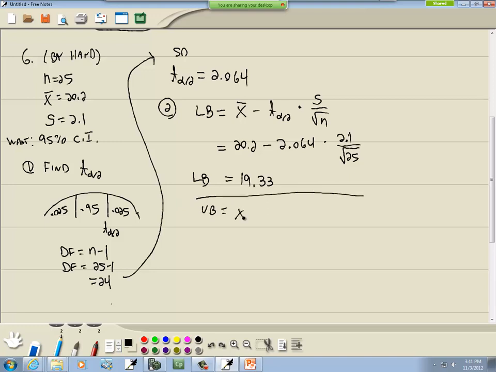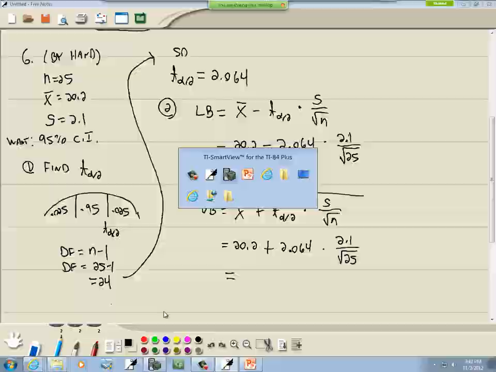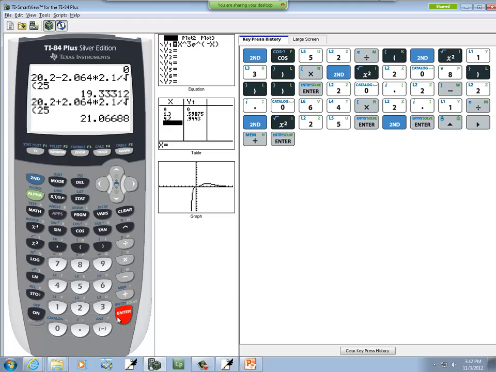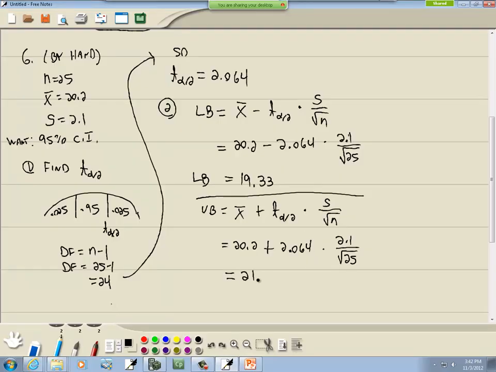Now for our upper bound, we're going to have x bar plus our critical value times s over square root of n. So this is going to be 20.2 plus 2.064 times 2.1 divided by square root of 25. Nice part about the calculator is that if you do second enter, it'll bring up the previous entry, and you can up arrow and then right arrow and just change that to a plus. Then enter, and we get 21.07 for the upper bound. So our confidence interval will be 19.33 and 21.07, and that's our answer.